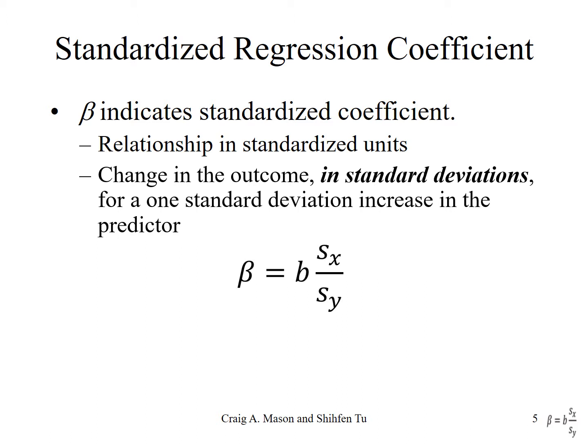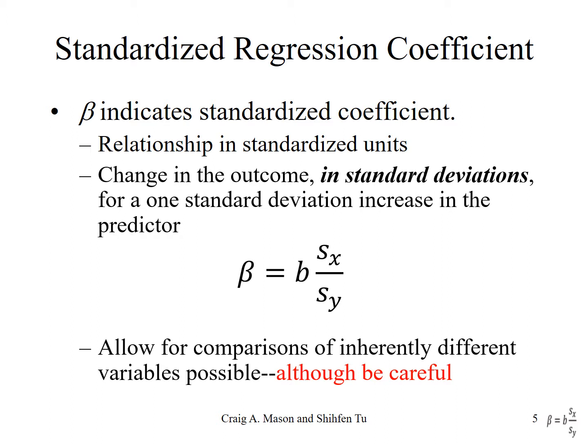In simple regression, you can convert an unstandardized regression coefficient b to a standardized beta by multiplying the unstandardized coefficient by the standard deviation of x divided by the standard deviation of y. Because standardized coefficients all use the same scaling, standard deviations, with standardized coefficients, it's arguably possible to compare the effect of different predictors. A 1 standard deviation increase in one predictor reflects the same degree of relative change as a 1 standard deviation increase in some other predictor, even if they're measuring very different things.